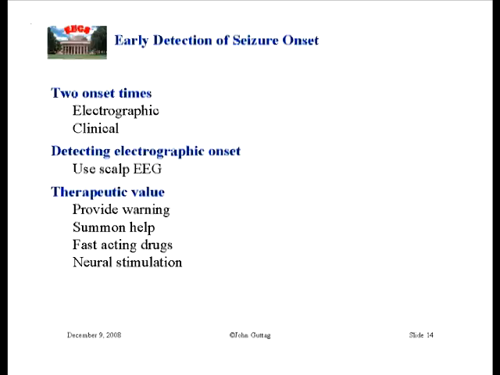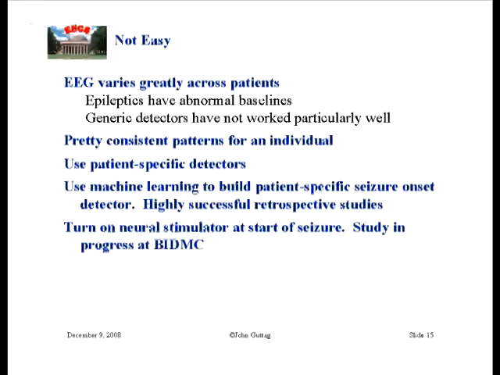So here's a picture of an EEG, and I'll just point out seizures can be tricky to find. You might think this is a seizure, but it isn't. That's blinking your eyes. Oh, well. Here is the seizure, but in fact it's begun about here, where things don't look particularly ominous. So it's pretty subtle to detect. One of the problems is EEG varies across patients. And epileptics have abnormal baselines.